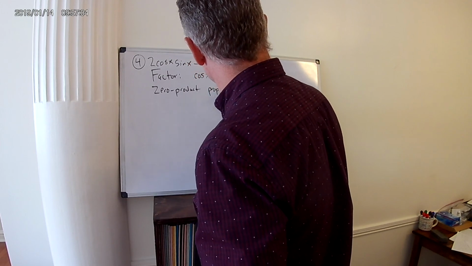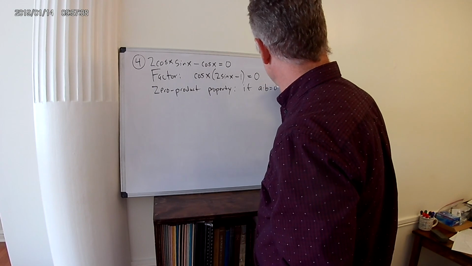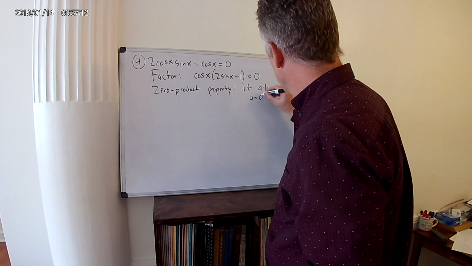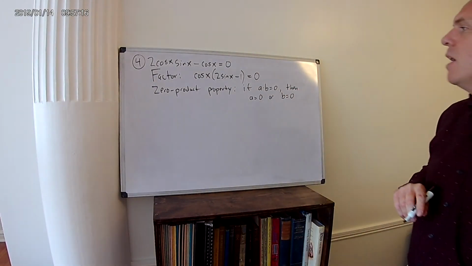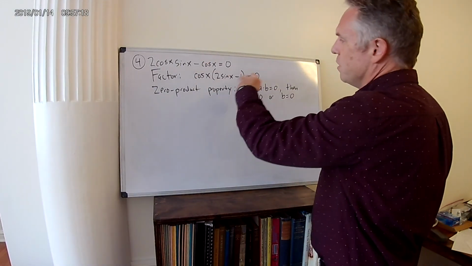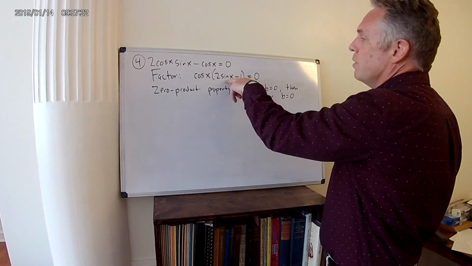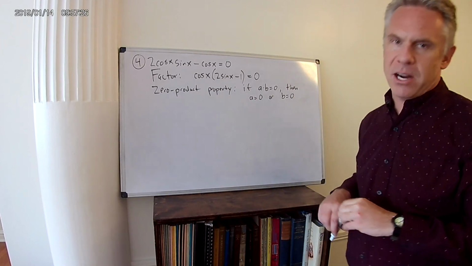And that says if a times b equals 0, then a equals 0 or b equals 0. And that's the idea behind factoring. Basically, if I have one thing times another equals 0, then either this term has to equal 0 or this term has to equal 0. That's a basic algebra principle. It's the idea behind factoring.